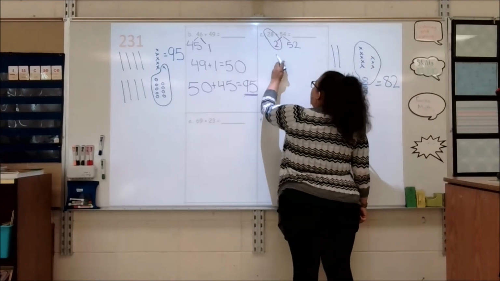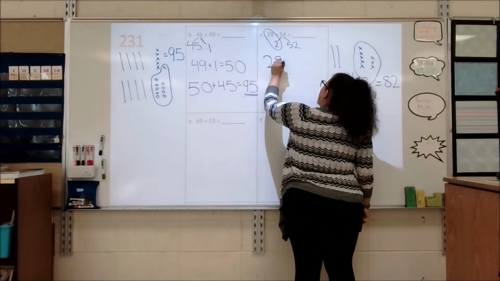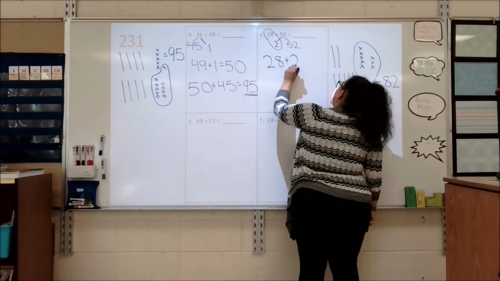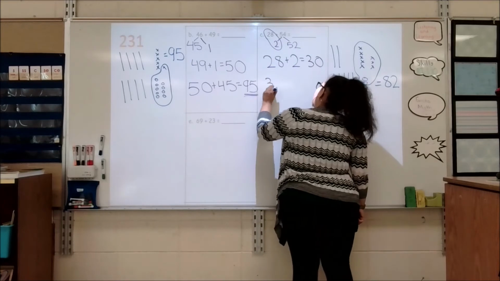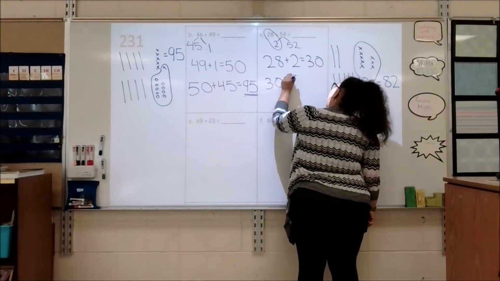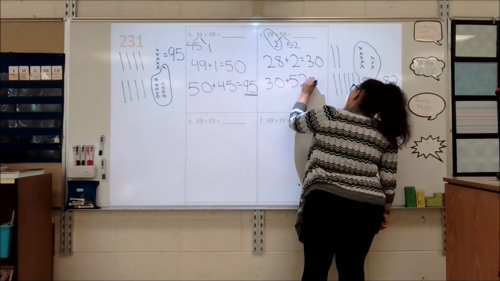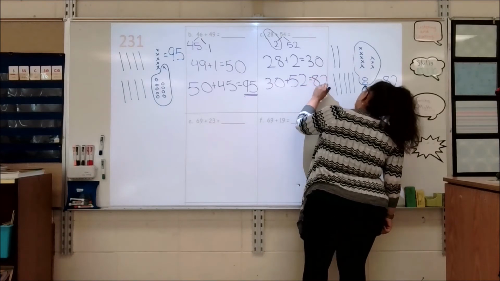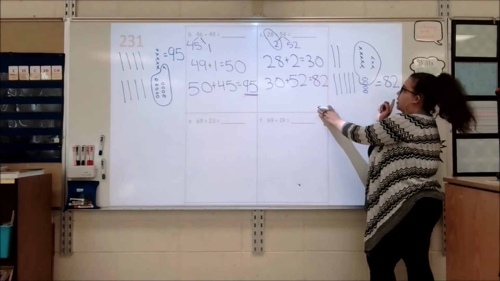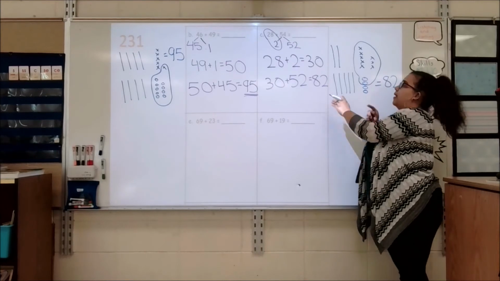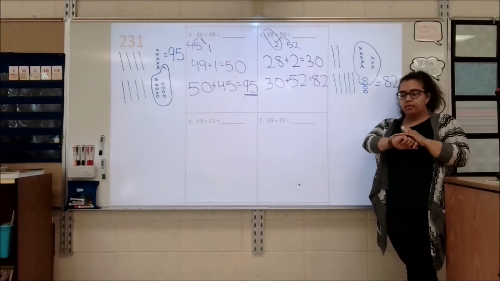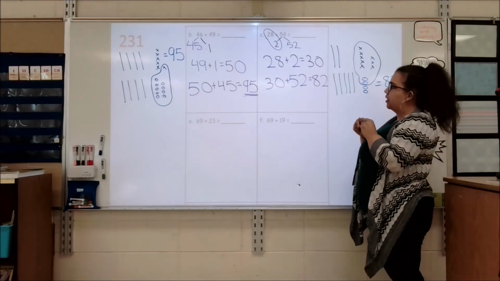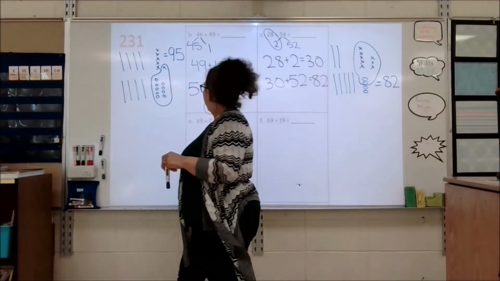So 28 and the 2 ones is 30. 30 and the other 52. Well, I now put my 10s together and I have my remaining ones. Did I do this right? Do my pictures and my numbers match? Yeah, my pictures and my numbers match. We did a good job. Yay, us.